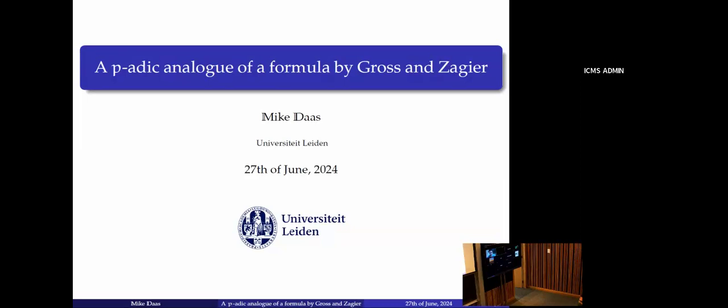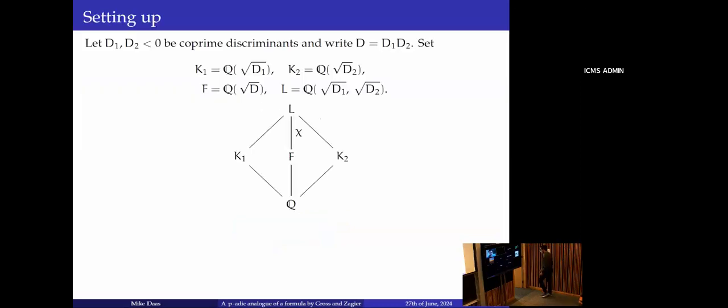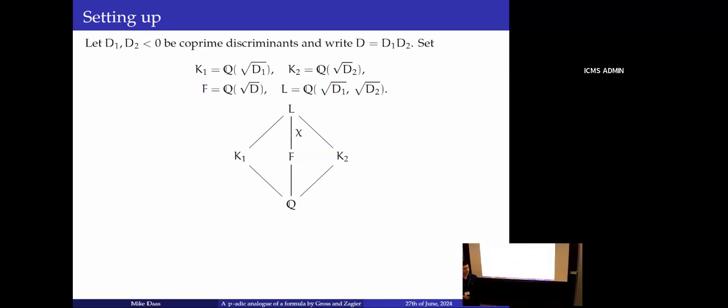And to set the stage, I want to introduce a little bit of notation. So I'll be doing some CM theory. I'll be using two negative co-prime discriminants D1 and D2, and I use them to define two imaginary quadratic fields K1 and K2. They naturally fit into this bi-quadratic field L, and then I get this real quadratic field F in the middle. I've summarized the picture also here on this board in case you want to memorize it.